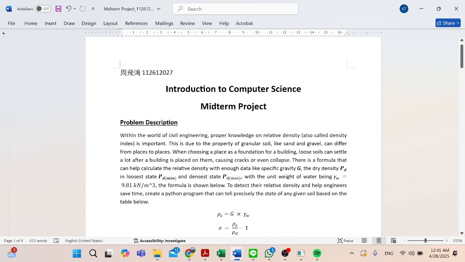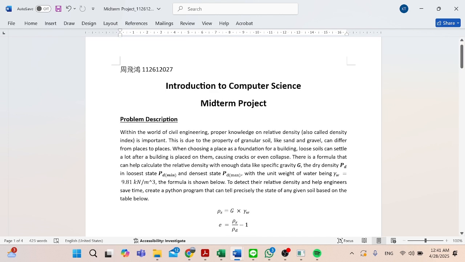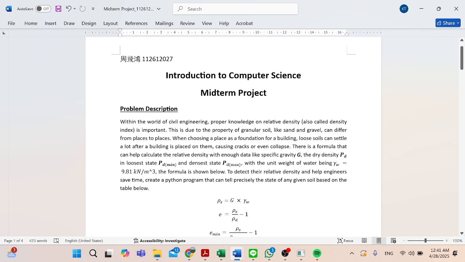So my problem description is, within the world of civil engineering, proper knowledge on relative density, also called density index, is important. This is due to the property of granular soil like sand and gravel can differ from place to place. When choosing a place as a foundation for a building, loose soils can settle a lot after a building is placed on them, causing cracks or even collapse.